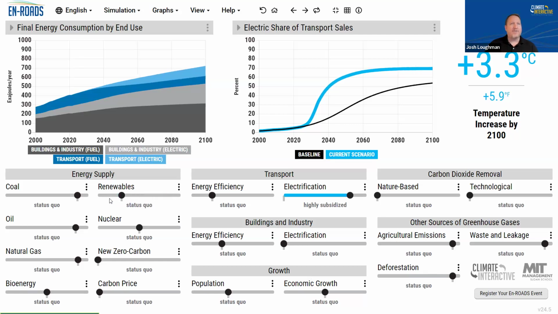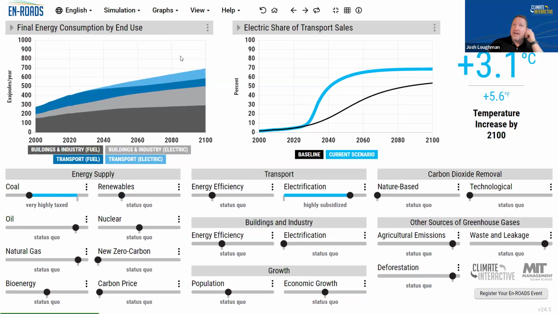We'll call that a subsidy or a tax. Same thing with coal. When you think about highly taxed coal, it could also be the removal of coal subsidies. They sort of subtract in the same way.